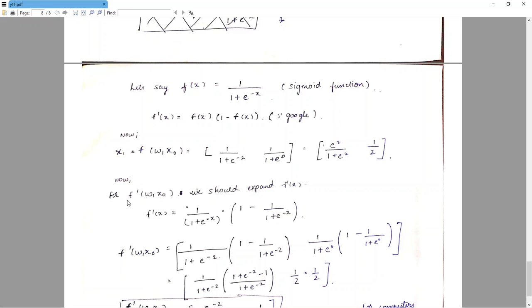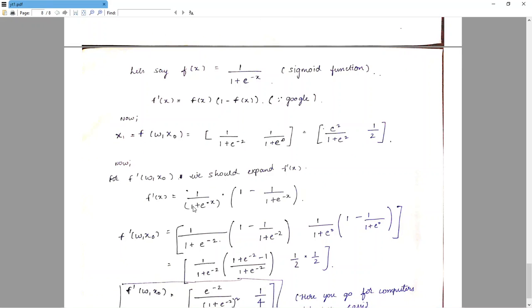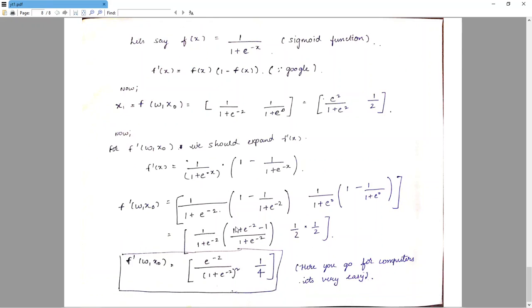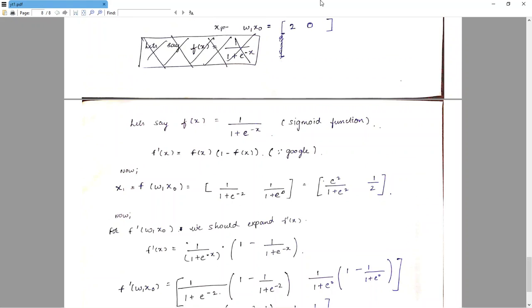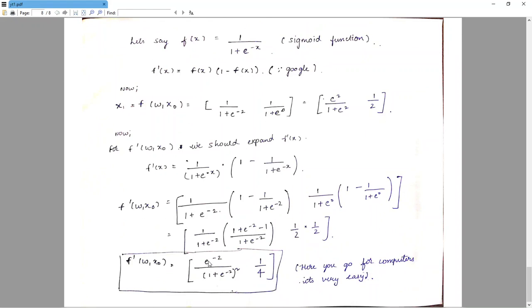If it's f dash of x, you'll find this multiplication, and this is f dash x. Basically, this is f dash x, right? Now you substitute the same 2 comma 0 here: e power minus 2 plus 1 by e power minus 2 whole square. This is your f dash x, right?